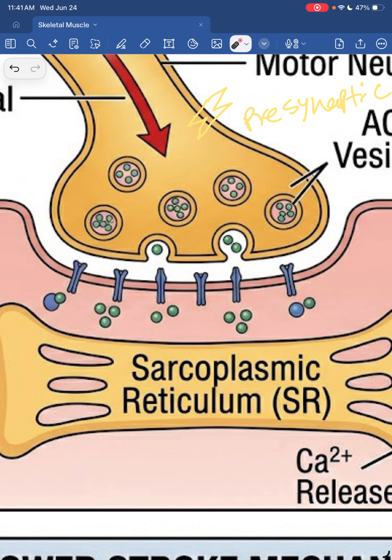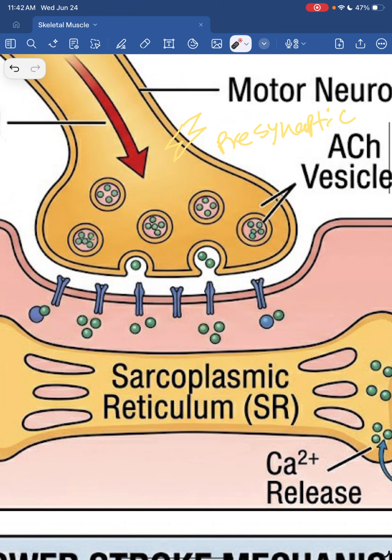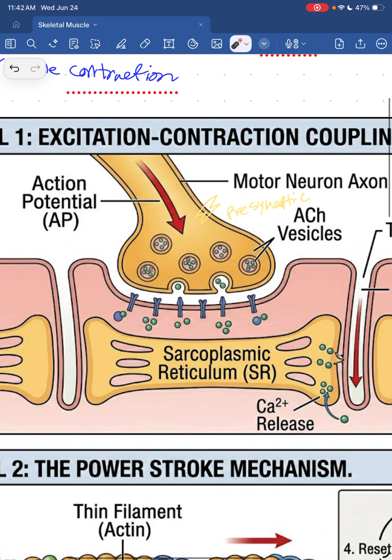And as you guys can see, as this action potential goes down, we have a depolarization which causes these vesicles to merge with the membrane and release these neurotransmitters. Then on the muscle cell, we have these ligand-gated channels, which usually allow for sodium to go in. So these blue circles that you see are most likely sodium. It could also be calcium, but we're just gonna stick to sodium for now.